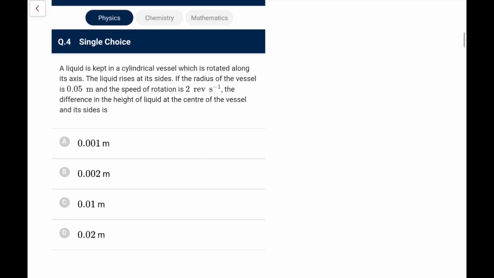Next, a liquid is kept in a cylindrical vessel which is rotated along the axis. If the liquid rises at its side, if the speed of the vessel is this and the speed of rotation is this, the difference in height of the liquid at the center of the vessel and its side is.